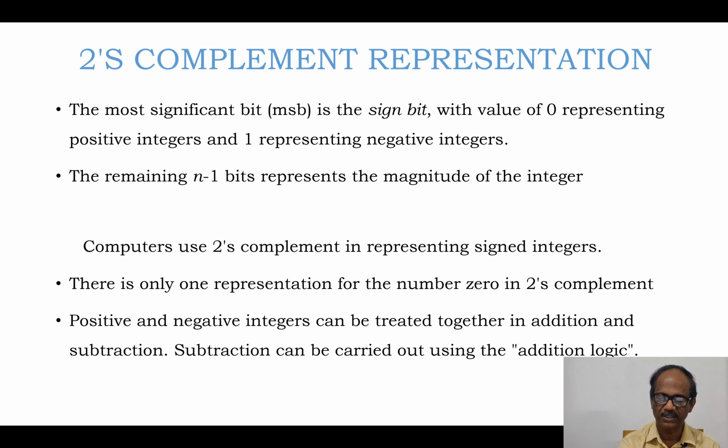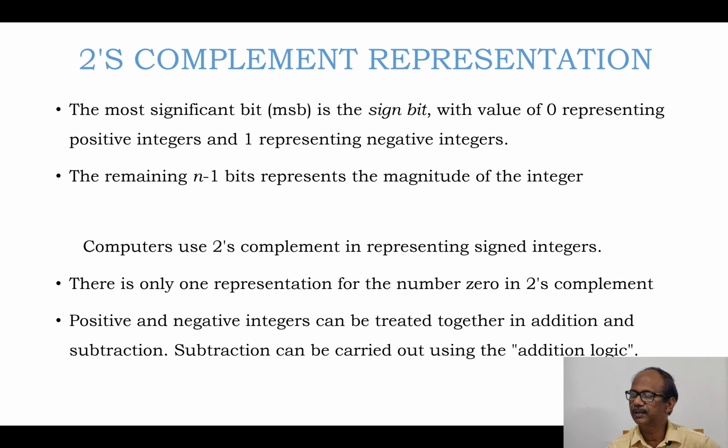So students generally have a confusion between the representations. Some confusion is there regarding the representation of these numbers. For example, suppose one question is: represent plus 5 in 2's complement. And another question is: what is the 2's complement representation of 0, 1, 0, 0?